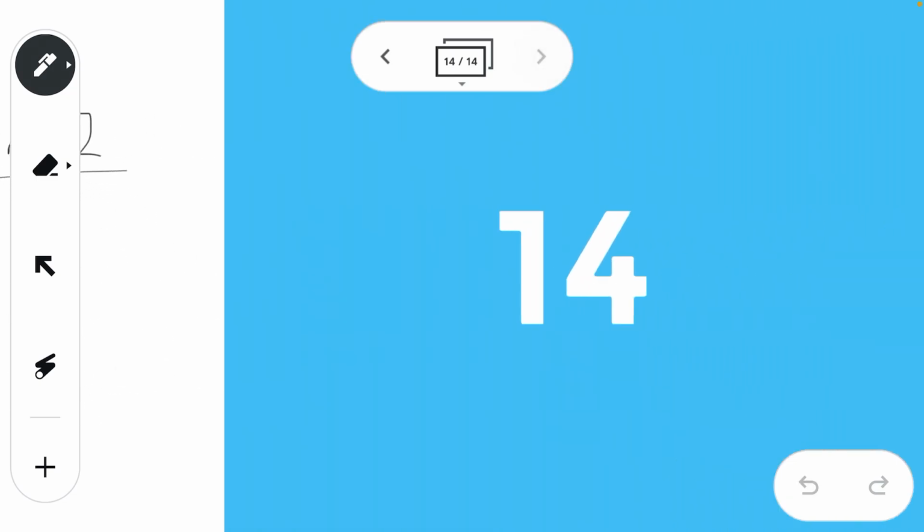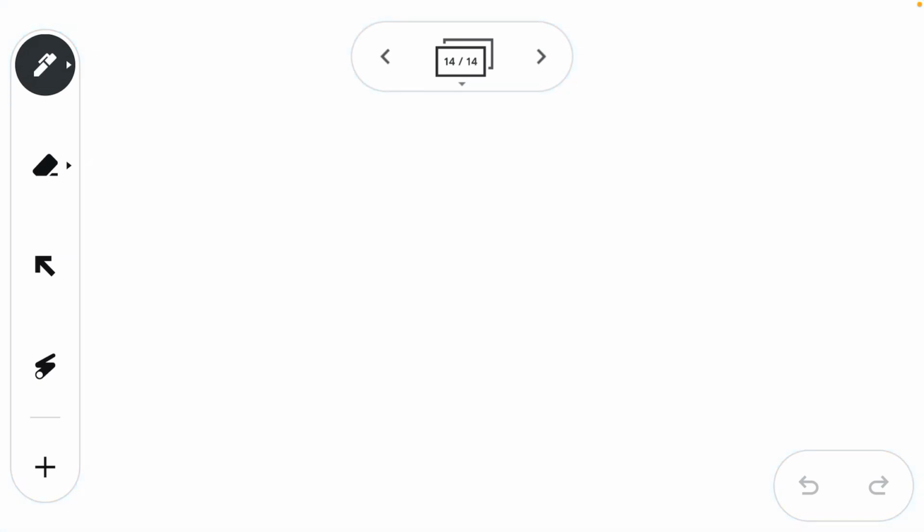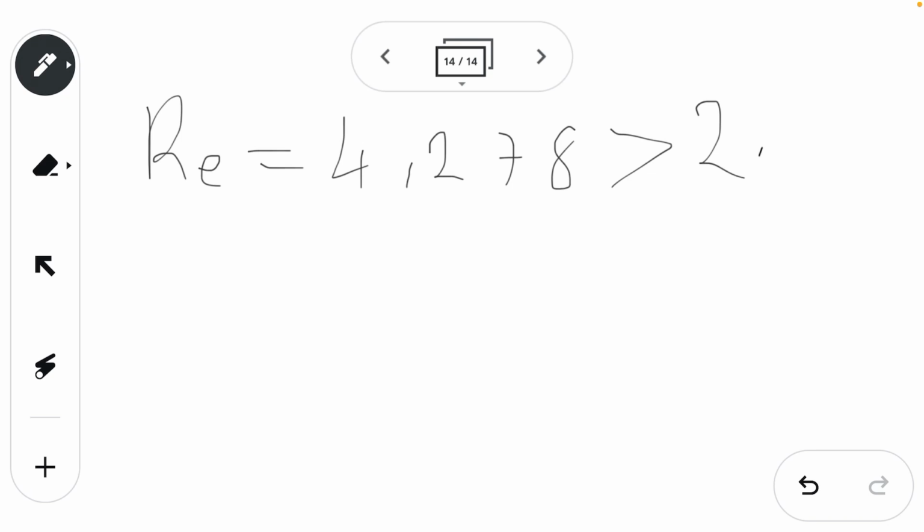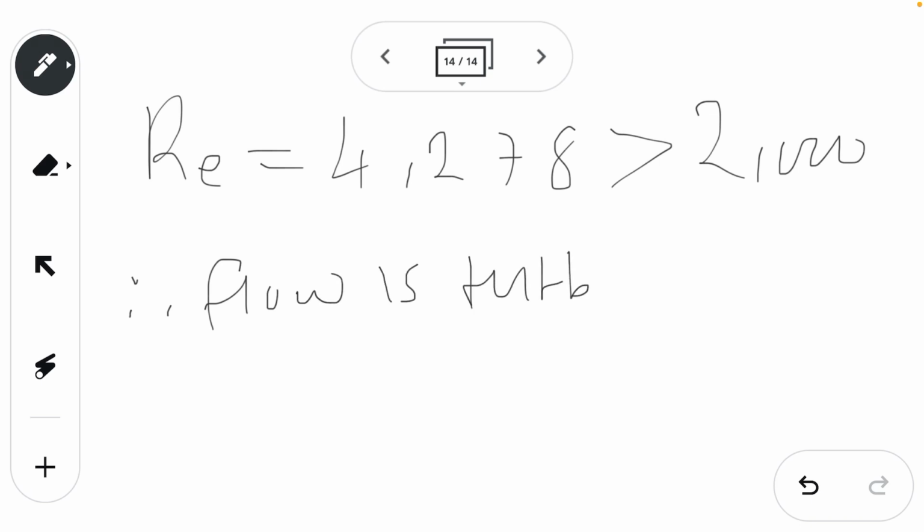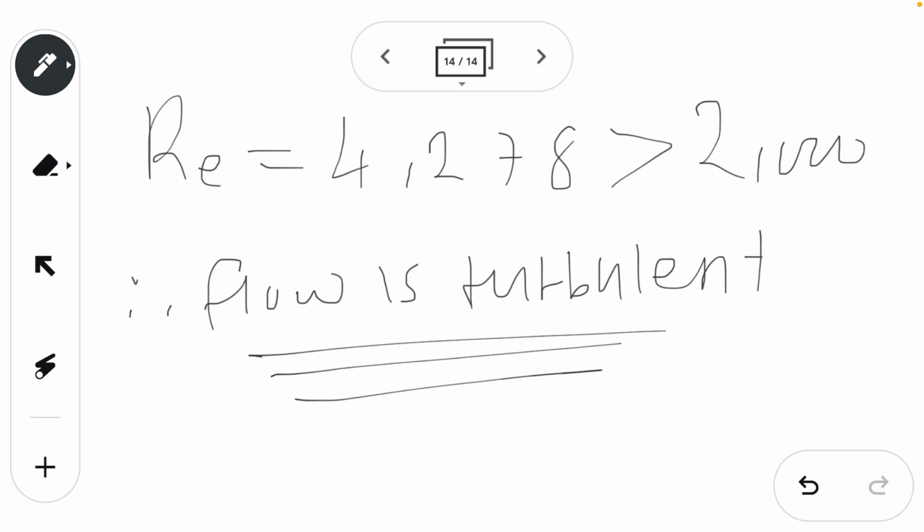So now we can conclude to say the Reynolds number is equal to 4,278, which is greater than 2,000. Therefore, the flow is turbulent. So we have answered the question.